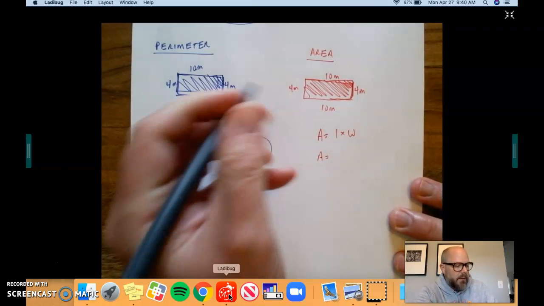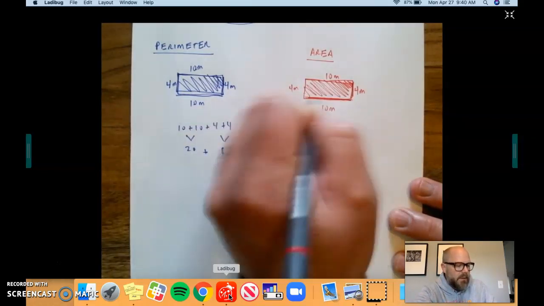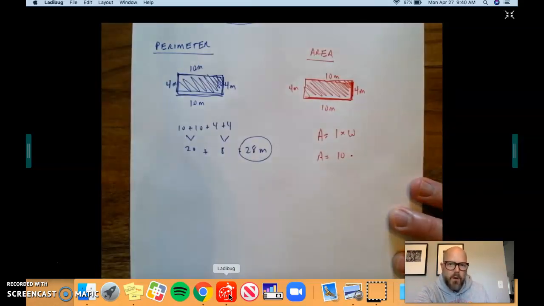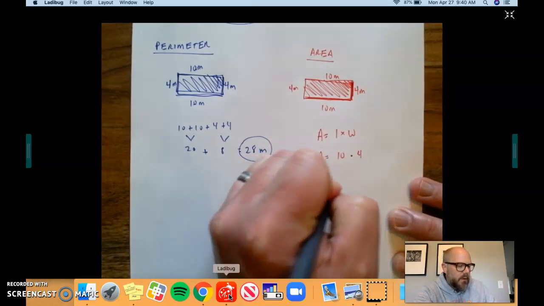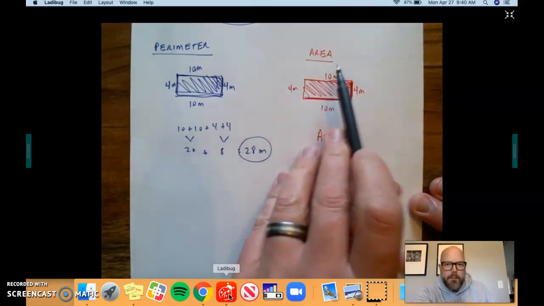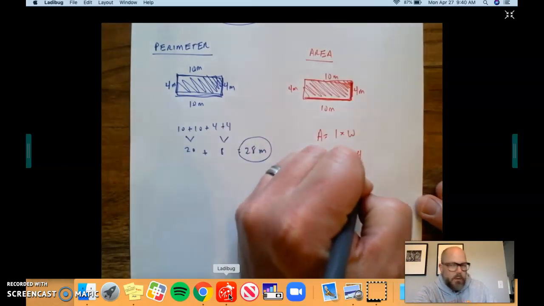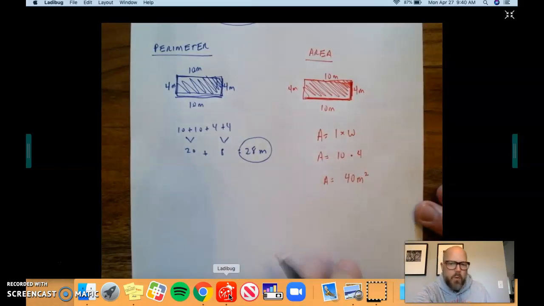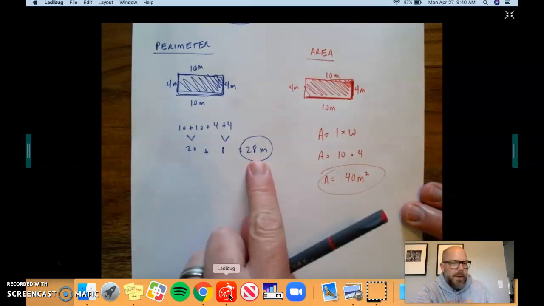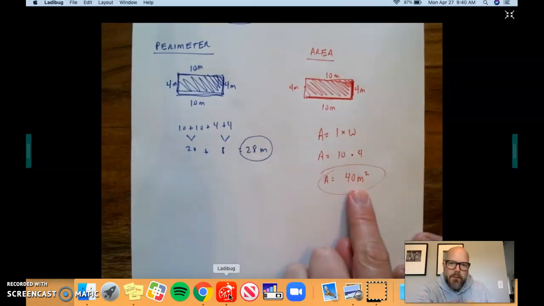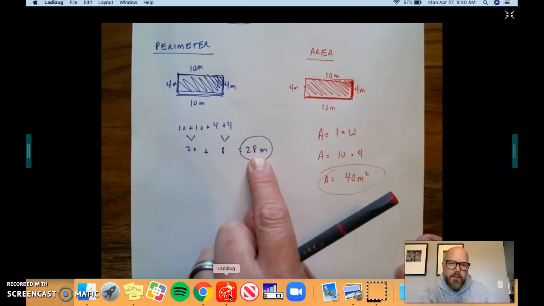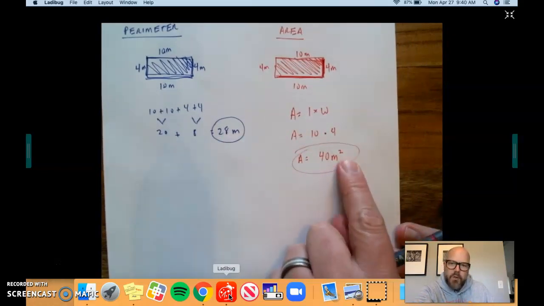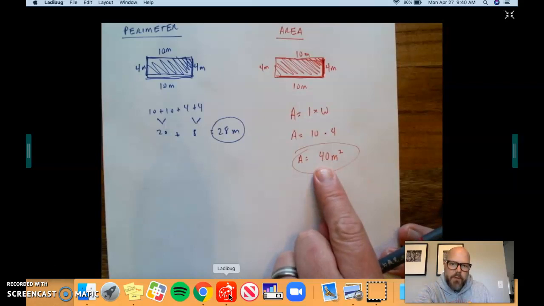But area equals length, which we'll call this 10, times the width or the height, which is 4. So 10 times 4 is 40. Now when we label area, we use the unit of measurement, which was meters, but then we put the exponent of 2, so meters squared, okay? We don't do that with perimeter, but we do that with area. So when we label perimeter, we just put the unit of measurement, so this one was 28 meters, but with area, we use the unit of measurement squared, so the area of this rectangle is 40 meters squared.